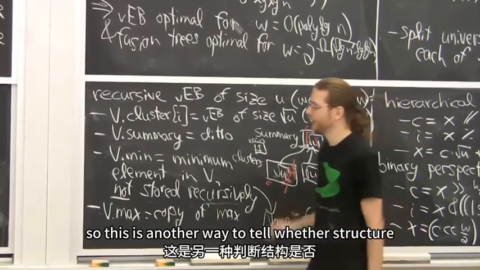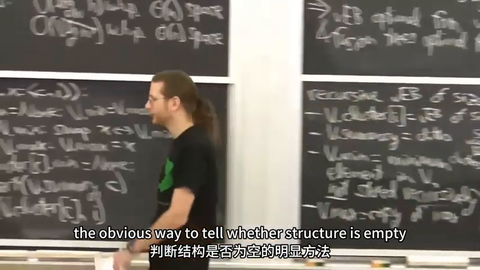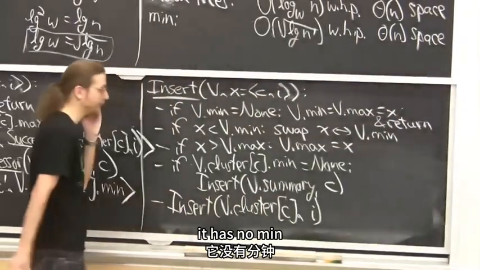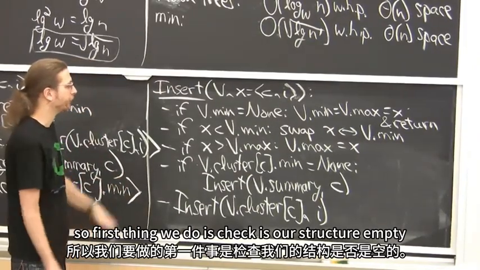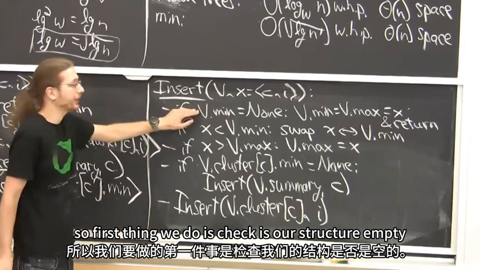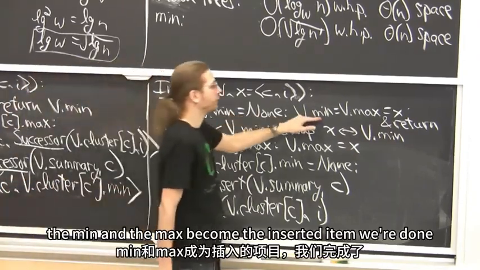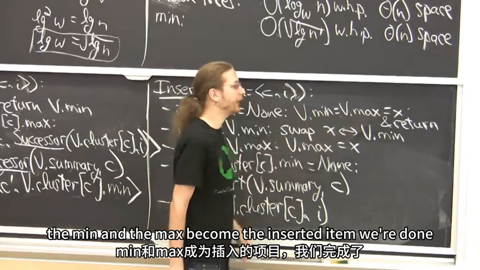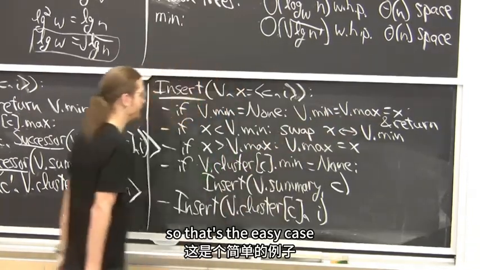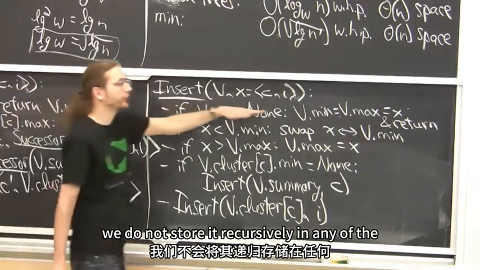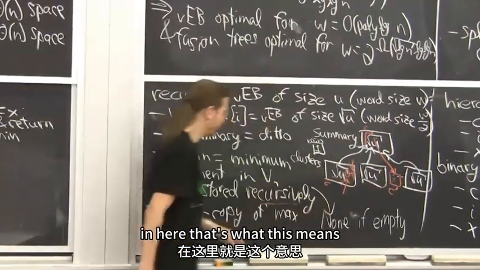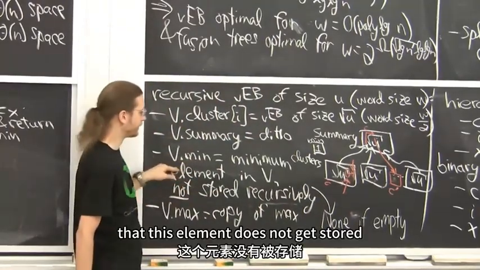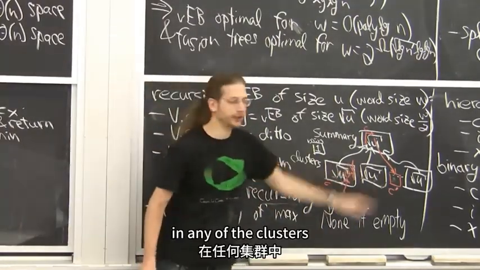So this is the obvious way to tell whether a structure is empty: it has no min. Because if there's any items in there, there's going to be one in the min slot. So first thing we do is check, is our structure empty? If it's empty, the min and the max become the inserted item, we're done. So that's the easy case. We do not store it recursively; that's what this means, that this element does not get stored in any of the clusters.